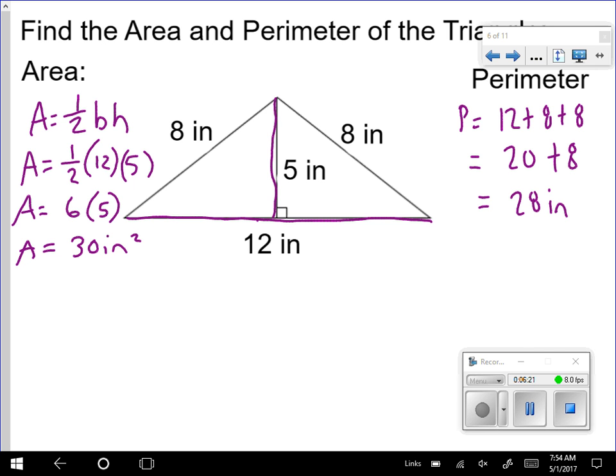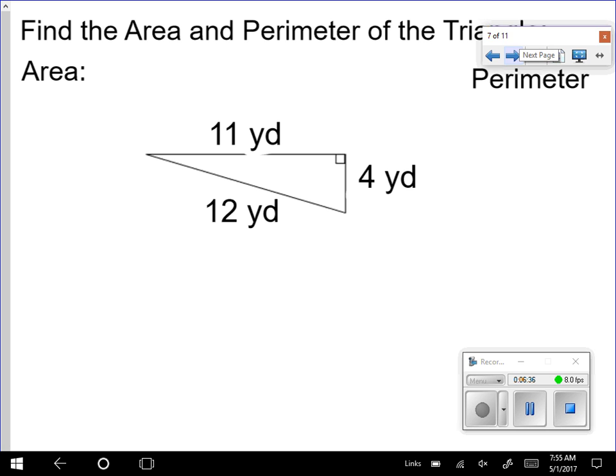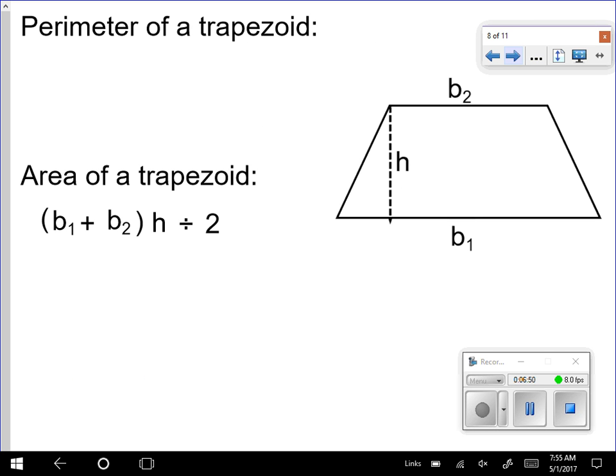So please make sure you have this example in your notes. If you don't, if you need to take a second to pause the video, that's fine. After you've gotten that written down, I want you to go ahead and try this problem. Find the area and perimeter of this triangle on your own. Okay, we will move on here.